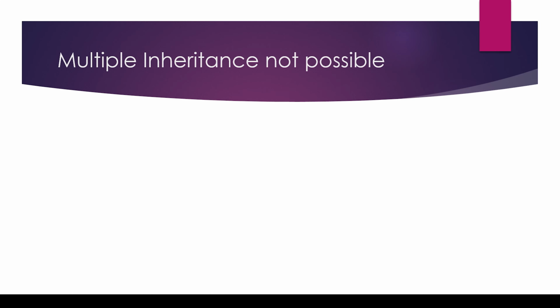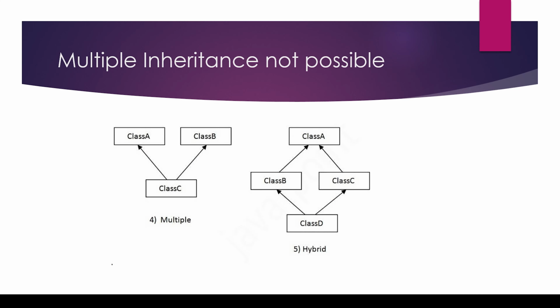So let's talk about multiple inheritance. Multiple inheritance is not possible in Java. So what is multiple inheritance? I took this image from the internet. In multiple inheritance, a child class inherits the properties from two parent classes, and that is not possible, because a child class cannot have two parent classes. That will make the program confusing.